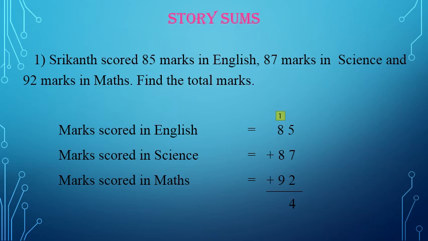Now 8 plus 1 is equal to 9. 9 plus 8 is equal to 17 and count 9 fingers after 17. So count 18, 19, 20, 21, 22, 23, 24, 25, 26. So write 26. Whenever you are writing 26, see to that 6 should be written in tens column and 2 will be written in hundreds column. So total marks scored by Shrikant is equal to 264.